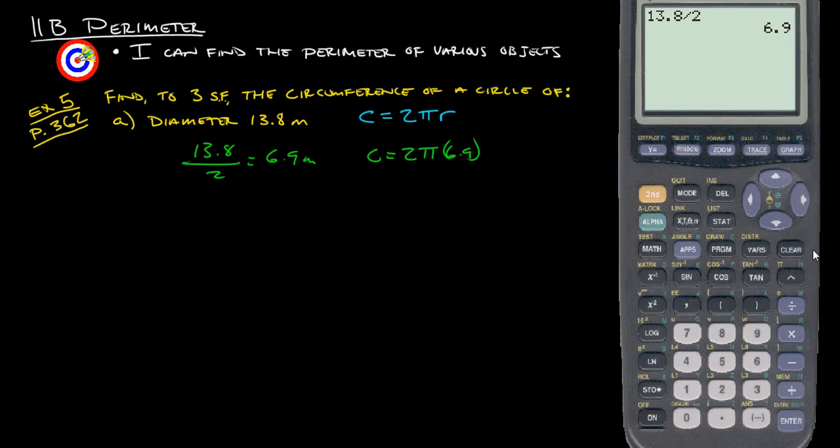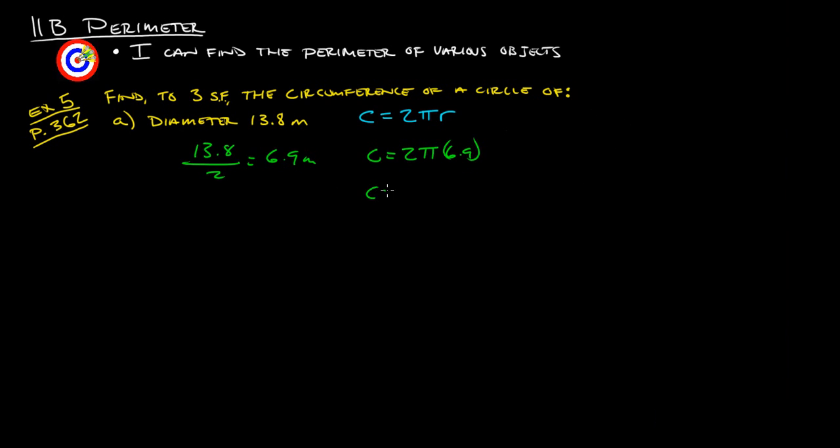Alright, so let's try that. 2 times, let's see, there's a pi button on here somewhere. There it is. 2 times pi times 6.9 will give us the circumference, which is 43, let's see, the 3 significant figures. There's our 3rd significant figure. The 5 tells the 3 to get bigger, so 43.4 meters is the circumference of that thing.